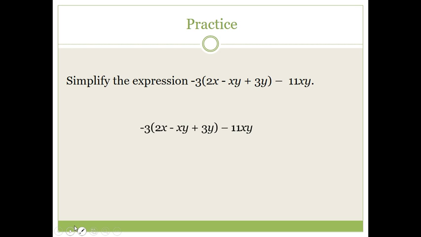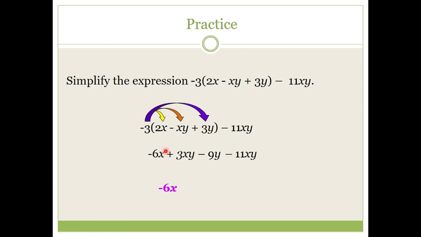All right, the first thing we want to do is get rid of parentheses. In order to do that, we need to distribute this negative 3 to all the terms inside. So we get negative 6x, positive 3xy, because there's a negative times a negative. And then we get negative 9y minus 11xy. Now we're trying to combine like terms.